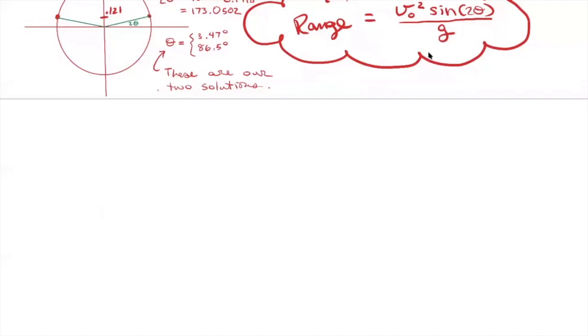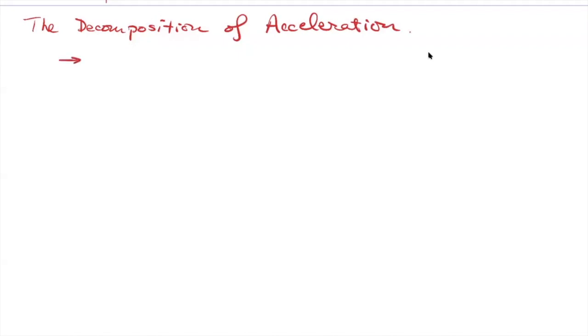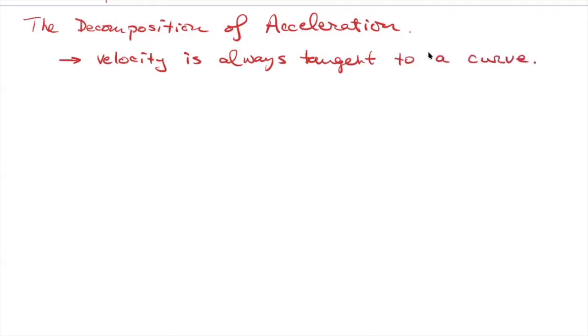Okay, so that's all we're going to do with projectile motion. And now we just want to talk about decomposing acceleration. So I'm just going to put this under the decomposition of acceleration. See, velocity is a tangent vector. It's always tangent to your curve. Okay, that's pretty easy. Okay, acceleration can point in any direction.